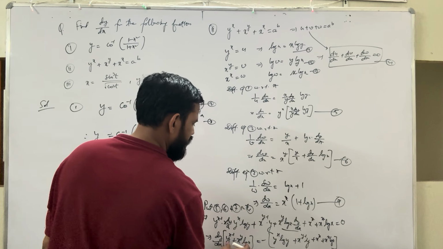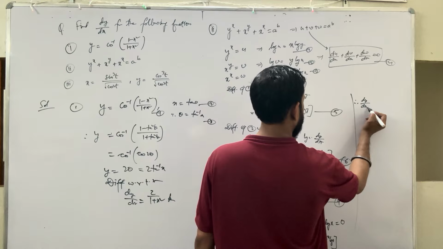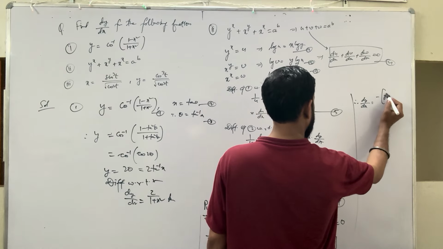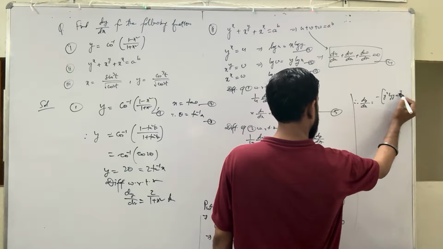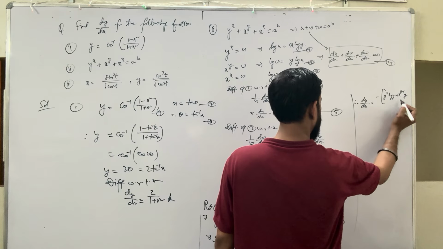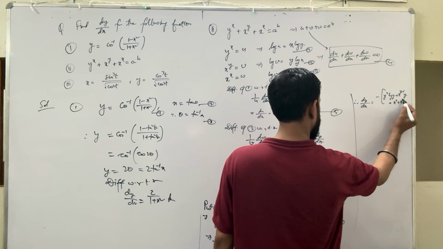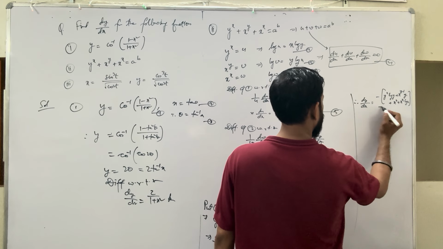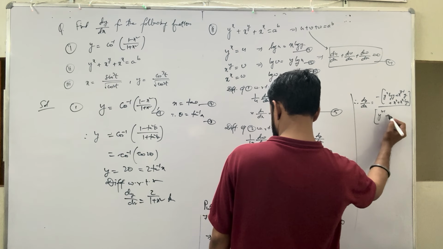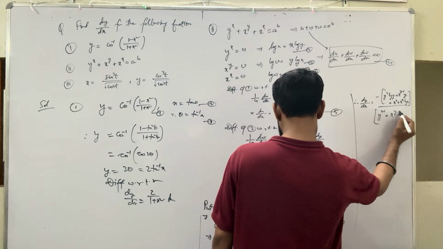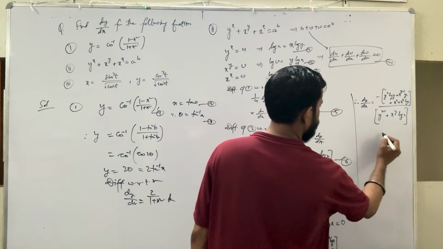So dy by dx will be, this term will get divided. Therefore dy by dx will be negative of y to the power x log y, x to the power y minus 1 y plus x to the power x plus x to the power x log x, whole divided by y to the power x minus 1 x to the power y log x. That's our answer.